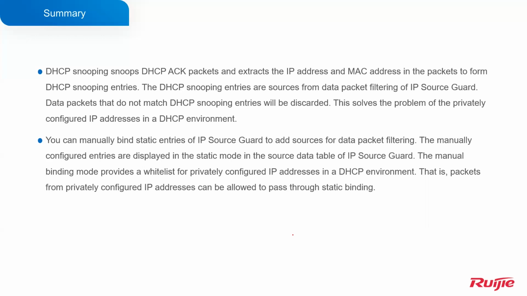Because we said that the main problem is that a statically configured IP cannot work or cannot access the network since it's manually configured. So there are no entries that match these packets in the DHCP snooping binding table. So it will cause this problem. And to solve this problem, we can manually add some static entries to match these packets.